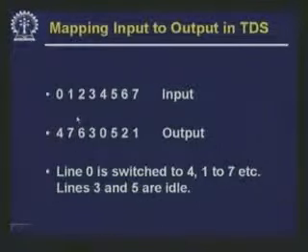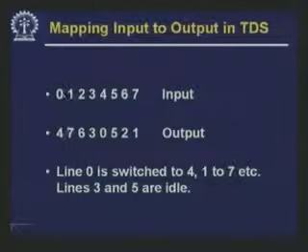This is shown here. Suppose these are the input lines 0, 1, 2, 3, 4, 5, 6, 7. The output is read in a somewhat different fashion: 4, 7, 6, 3, 0, 5, 2, 1. That means whatever line 0 puts in this time slot would be read by line 4, because line 4 is reading in that time slot. So, line 0 is in effect connected to line 4. Similarly, line 1 is connected to line 7. Line 3 is not connected to anybody, it is idle at the moment. Similarly, 5 is idle.